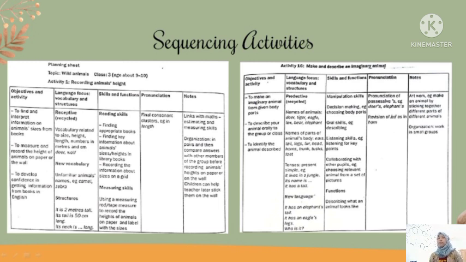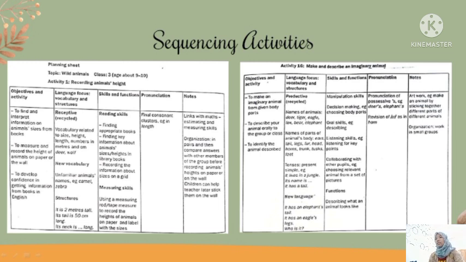There are 5 columns. The first one is about objectives and activity. Then the second is about language focus, vocabulary and structure. Then continue with skills and functions. Next is pronunciation, and the last one is notes.